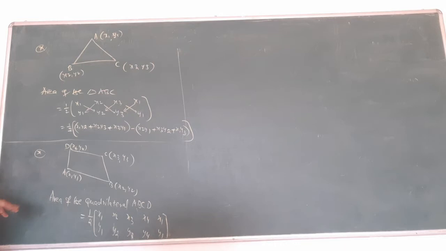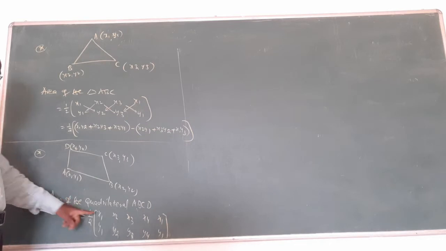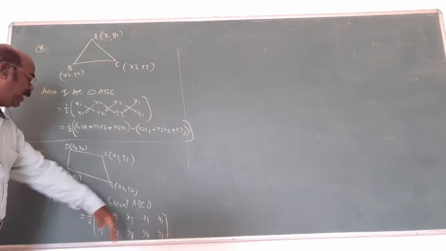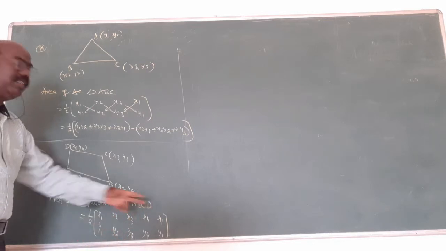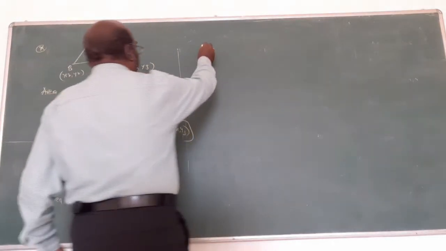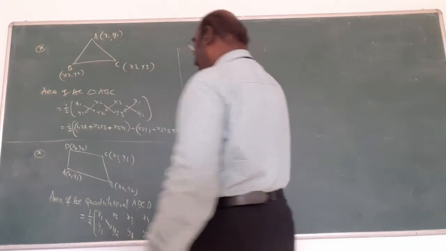The same thing, 4 points are given. This is called a quadrilateral. The first point x1, y1, x2, y2, x3, y3, x4, y4. Once again, start with x1, y1 and end with x1, y1. Now again multiply. Area is equal to half into what is the formula?